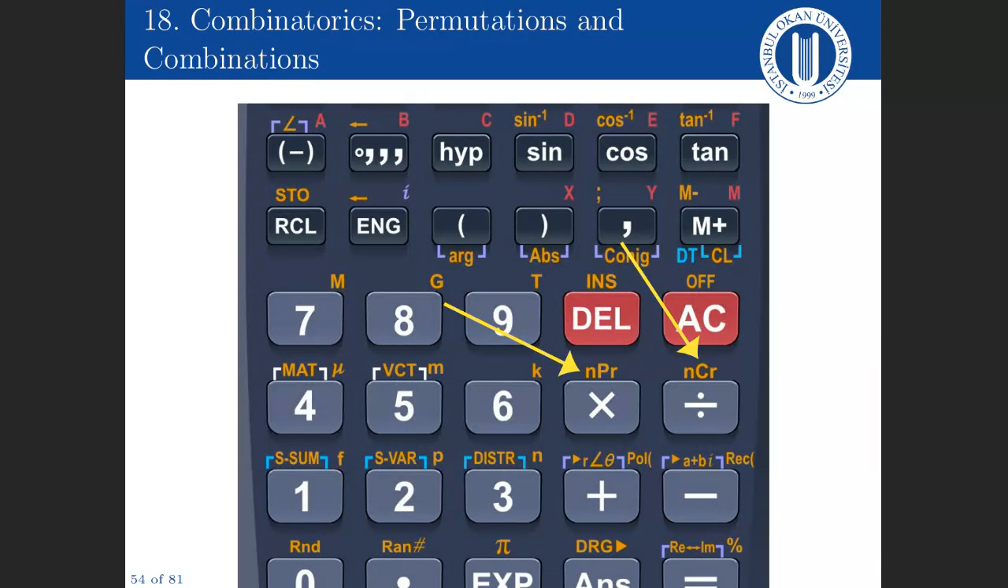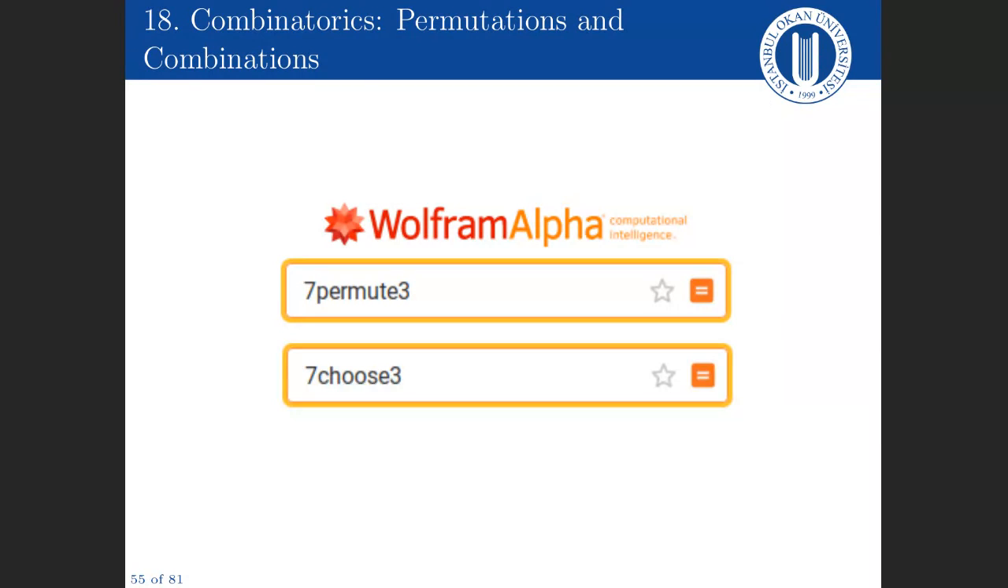Before I finish this chapter, if you have a scientific calculator, have a look for permutations and combinations on the calculator. This is a picture of a Casio calculator. You can see that nPr on this calculator is on the multiplication button and nCr is on the division button.